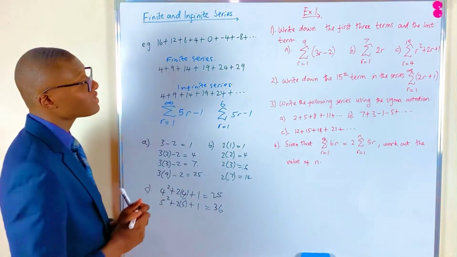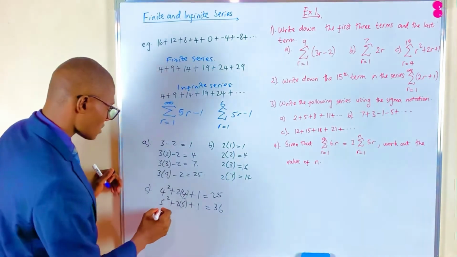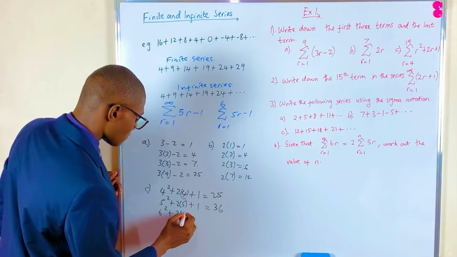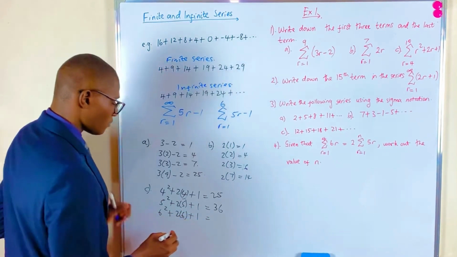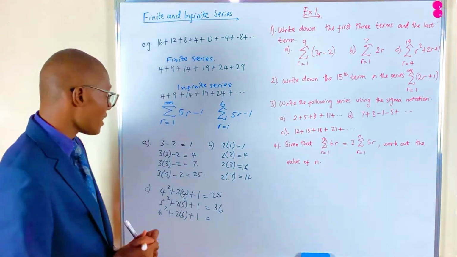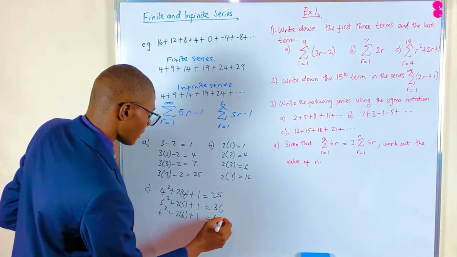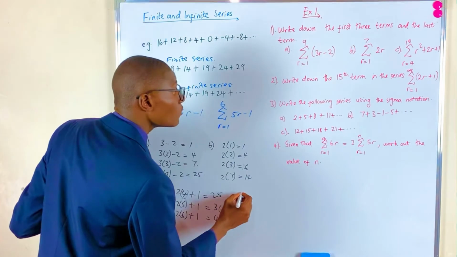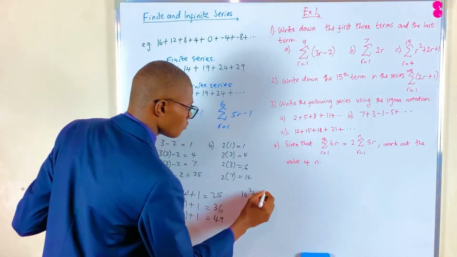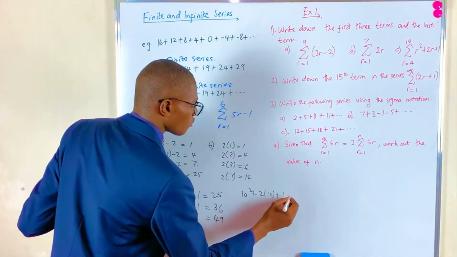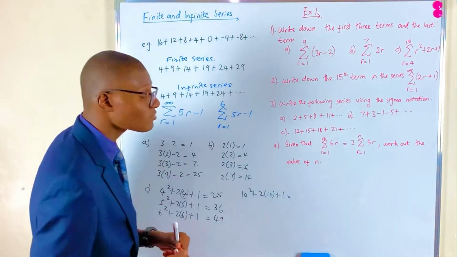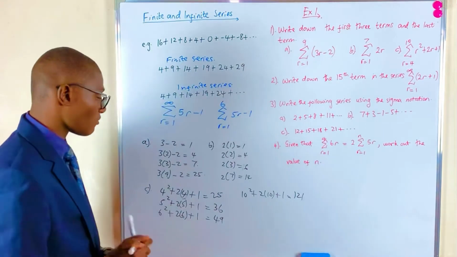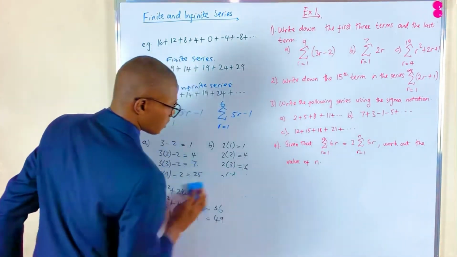And then the third term shall be given when r is equal to 6, which is 6 squared plus 2 times 6 plus 1, which is 36 plus 12, that's 48, plus 1, that's 49. Then the last term shall be given when r is equal to 10, which is 10 squared plus 2 times 10 plus 1, which is 100 plus 21, that is 121. So this was looking at number 1. Now we shall move on to look at number 2.